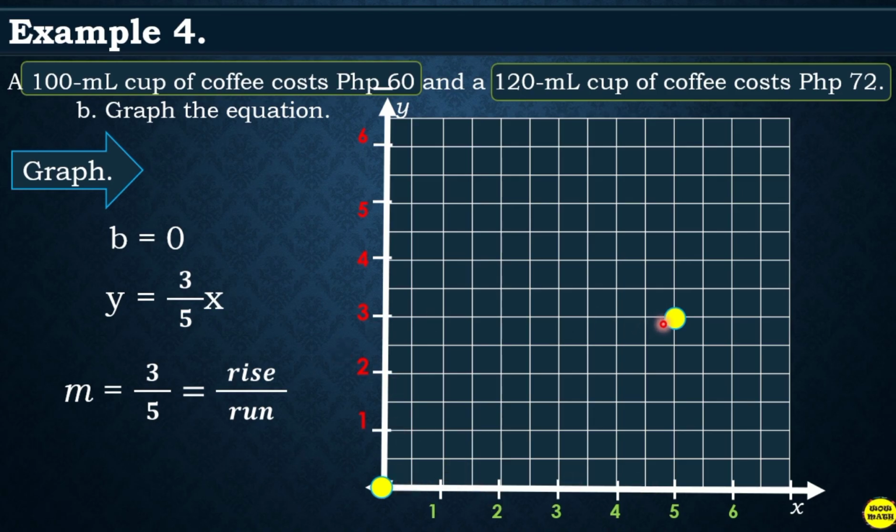Okay, so ito na po ang ating point. What you are going to do is to connect. And this is the graph of the equation. Okay, so this is the graph of y is equal to 3/5 x.